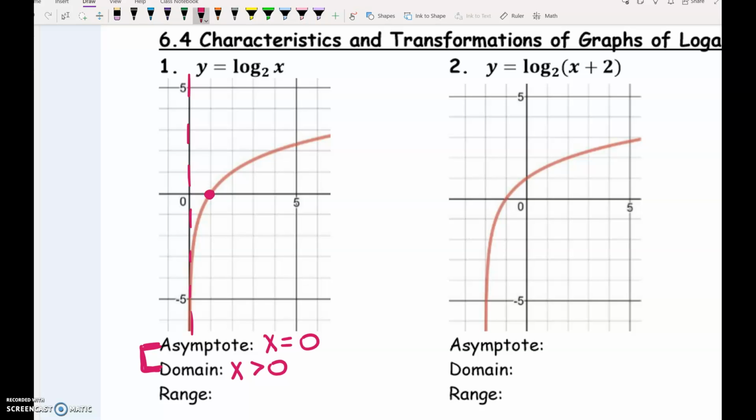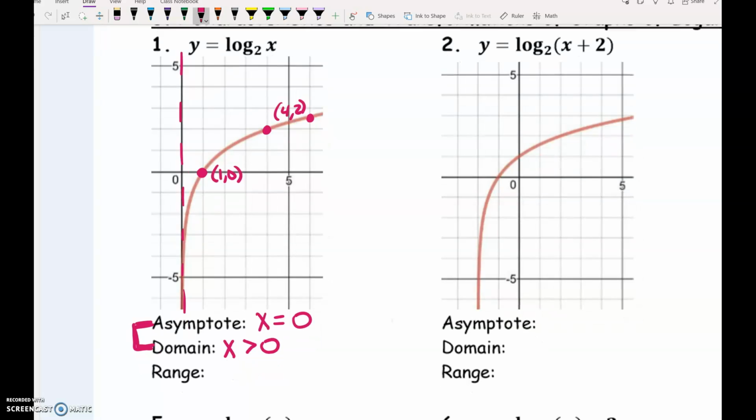This point has an x value of 1. This point has an x value of 4. This point has an x value of 6. I don't know what the y value is. Looks like 2.5. But all of those x values are bigger than 0. The graph is on the right side of the asymptote, so the domain is x is greater than 0.